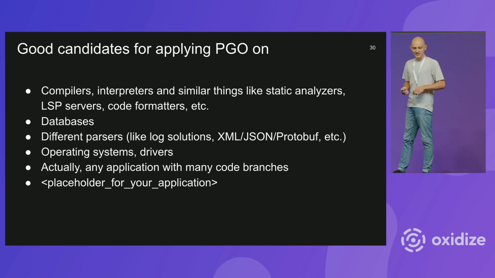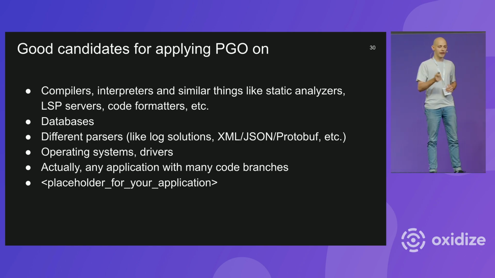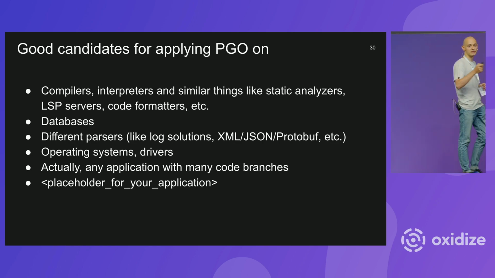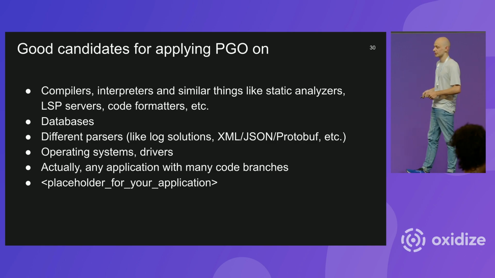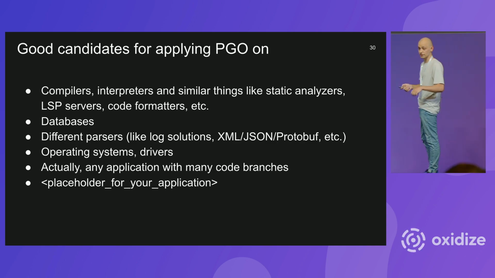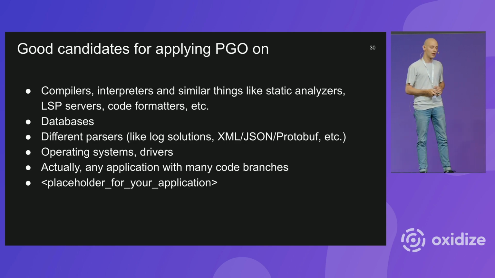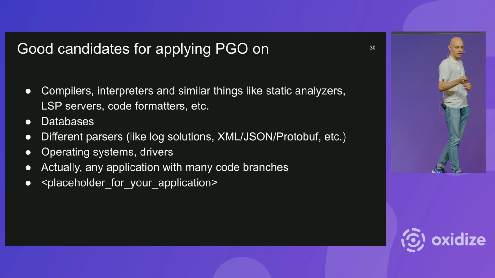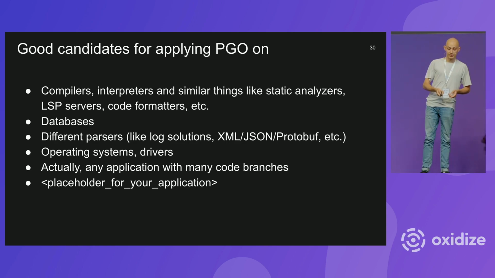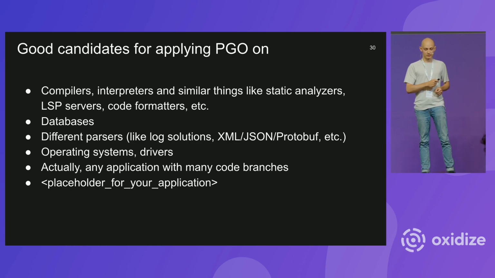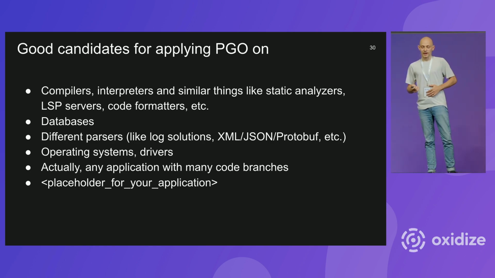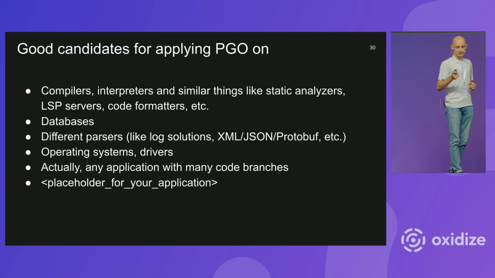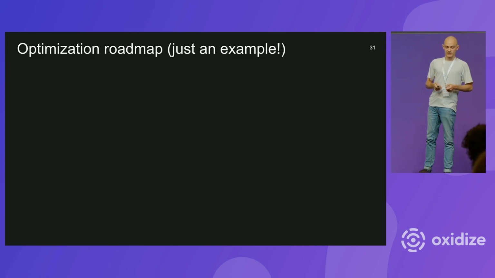What about good candidates for applying PGO on? Actually, any CPU-intensive applications with many branches inside, like compilers, interpreters, databases, a lot of parsers like XML, JSON, protobuf, whatever. I've seen a lot of mentions of Serde library. It can be optimized a lot, as you've seen on the second slide. Operating systems, Oxidize, for example. And many of them can be optimized, so please do it if you want to be blazing fast.